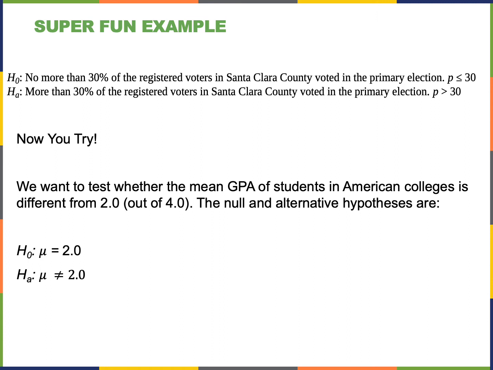So the null would be, oh yes, the mean GPA of students in American college is 2.0, and the alternative will be that the mean, mu, does not equal 2.0. So it's always going to be structured like this, where you have H0, colon, and then you're going to have a mu for mean, or you're going to have a little p for proportion, okay? That's usually the way it goes for now.